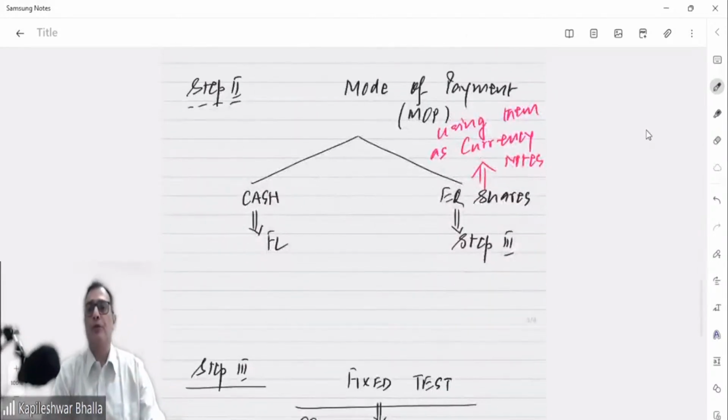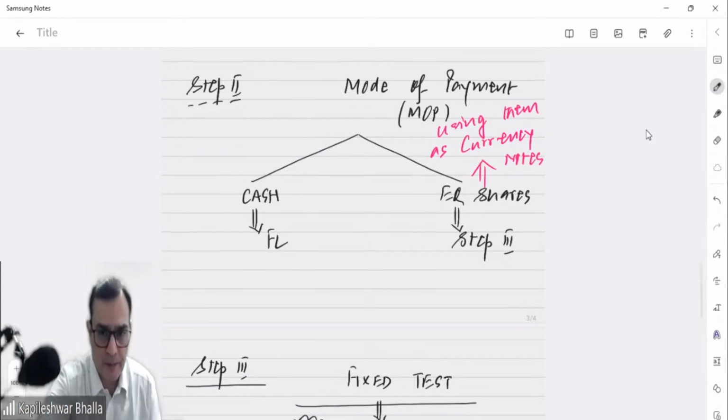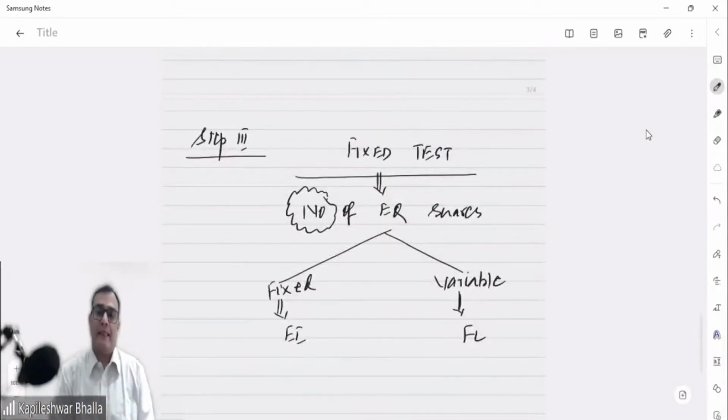In step number two, you need to look at the mode of payment. When you're looking at the settlement of the obligation, are you going to make a payment in cash? If yes, then it is a financial liability. If it is equity shares, you go to step number three, and in that case you conduct what we call a fixed test. When you're looking at the fixed test, you need to see the number of equity shares which will be issued. If it is fixed, equity instrument. If it is variable, then it is supposed to be a financial liability.